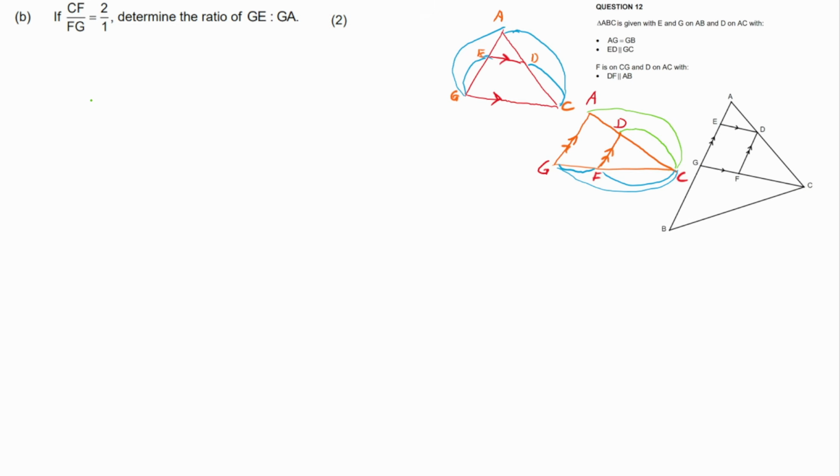So in this question, I repeated our two triangles for us, so we can reference them. And let's see what we're given. We're given that CF over FG is equal to 2 over 1. And now we have to determine the ratio of GE over GA. So we need to be working over here with GE and GA. The problem is there's no connection between this triangle at the bottom that we have this ratio for, because we have CF over FG, so it's this triangle, and GE.